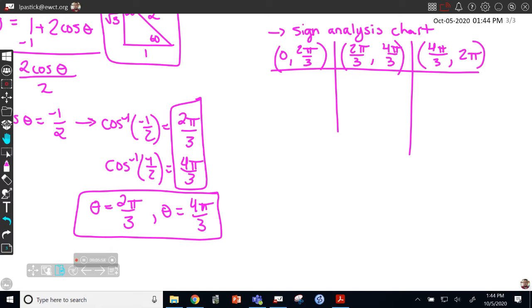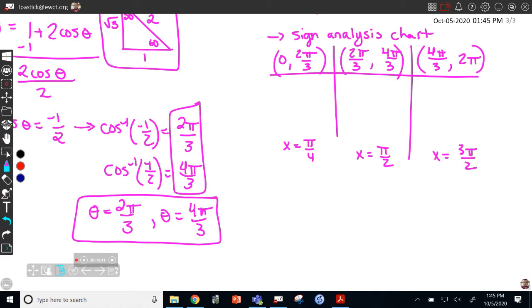So from here, what we need to do is pick a number, an input, in each one of these intervals and test it in the derivative and see what sign the number is going to be, positive or negative. So I will select those 3 values. I've gone ahead and selected pi over 4, pi over 2, and 3 pi over 2. Pi over 4 is between the first 2 endpoints, 0 and 2 pi over 3. Pi over 2 is between 2 pi over 3 and 4 pi over 3. And 3 pi over 2 is between 4 pi over 3 and 2 pi. I'm going to plug them into the derivative function 3 different times and see the general sign of my solution.